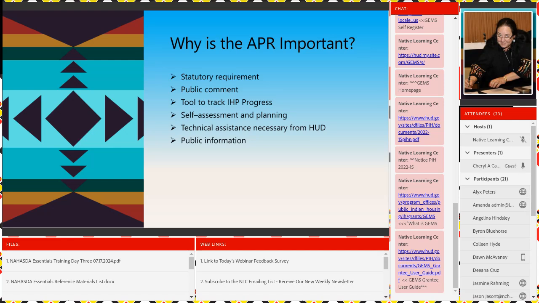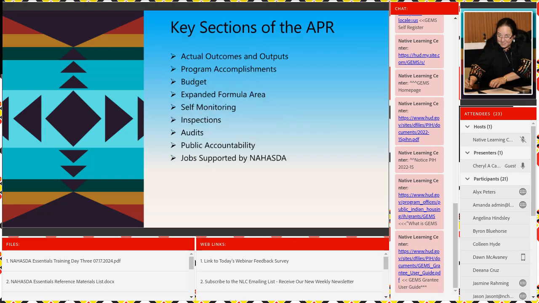So it's a tool to track your IHP progress. It's a self-assessment. It's planning. It's technical assistance necessary from HUD. Why? Because you're going to do your self-monitoring. You're going to find out if you're lacking in any areas, or weak, or need strengthening, and the public information by posting it. Key sections: the actual outcomes versus the outputs, your program accomplishments, the budget, the expanded formula area, self-monitoring, inspections, audits, public accountability, jobs supported by NAHASDA.